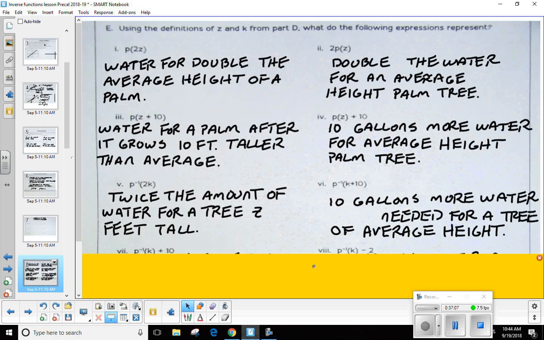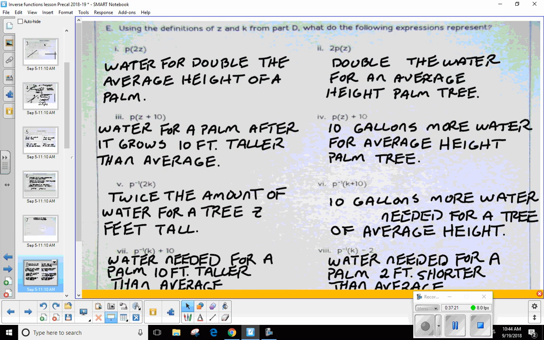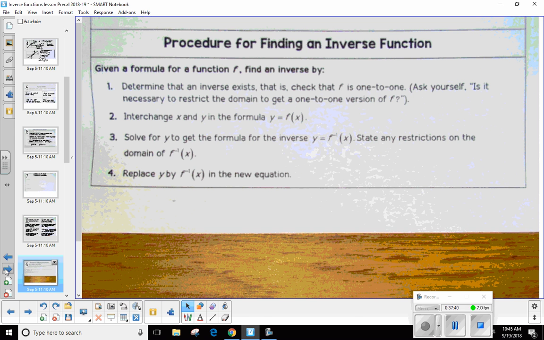Okay. Jane, why don't you help me out with the next one? P inverse of k minus 2. She says the amount of water needed for a tree 2 feet shorter. Okay. 2 foot shorter. All right, and let's see what I got here. Water needed for a palm 10 feet taller than average, and water needed for a palm 2 feet shorter than average. Perfect. Perfect. Are we getting the idea? Okay. All right, good.